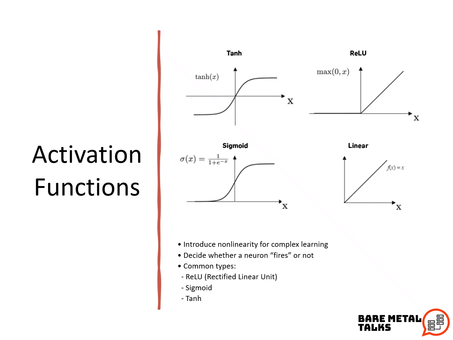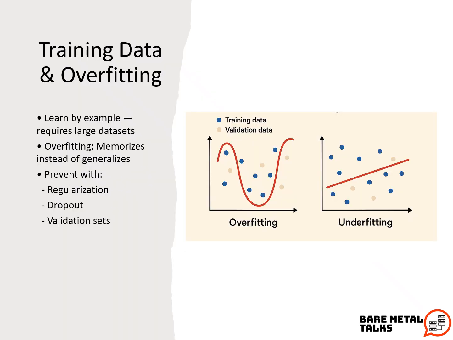Training data and overfitting. Neural networks learn by example. They need large amounts of training data to find reliable patterns. But if they learn too well, they start memorizing instead of generalizing. This is called overfitting. An overfitted model performs great on old data, but poorly on new, unseen cases. Engineers prevent this using techniques like regularization, dropout, and validation sets, which help the network stay flexible and realistic.